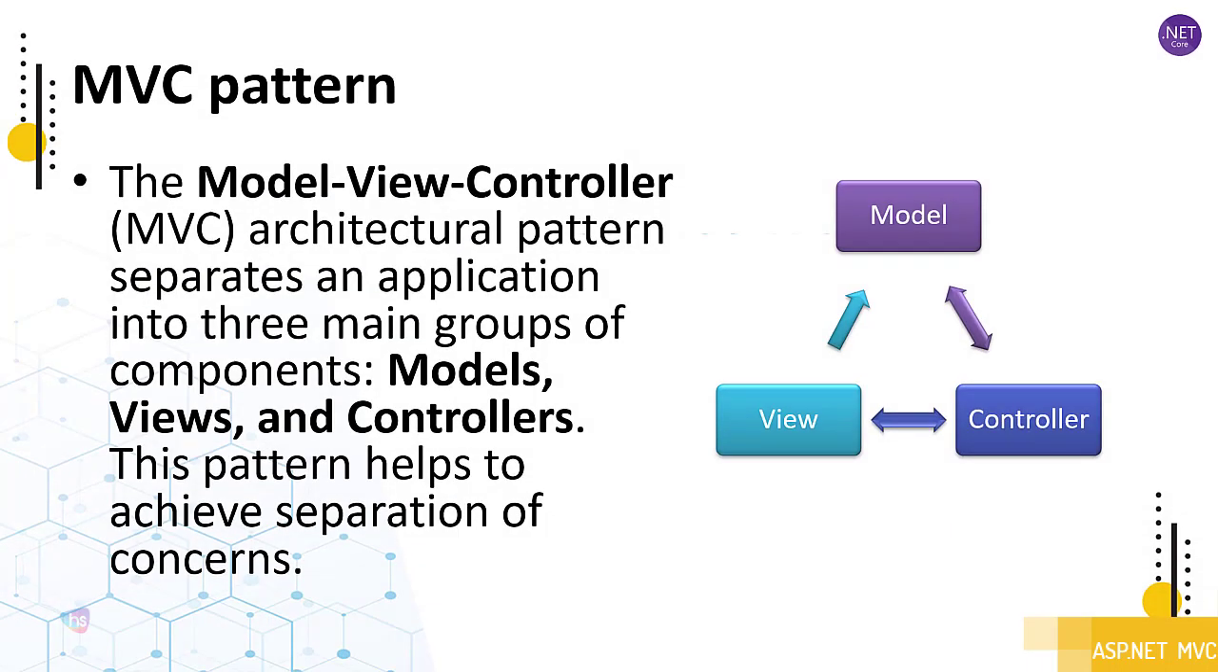The MVC architectural pattern separates an application into three main groups of components, which we are discussing repeatedly: the model, view and controller. This pattern helps to achieve separation of concerns and separation of code, and reusable components are created. That is the major advantage of using the MVC pattern in application development. The MVC pattern is going rapidly in the software industry.